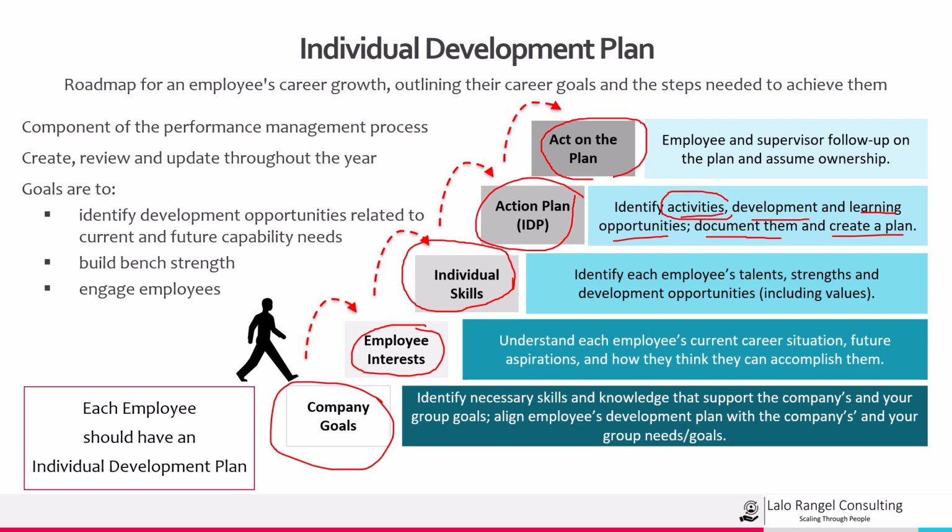Similar to the performance management process, it's not only about setting goals and waiting until the end of a year to see how well the employee performed against such goals. No, similarly in this case, with the individual development plan, we need to act on it. We need to take action on an ongoing basis to make sure that this plan is accomplished. Therefore, the employee and the supervisor follow up on the plan, assume ownership, and execute on the plan.